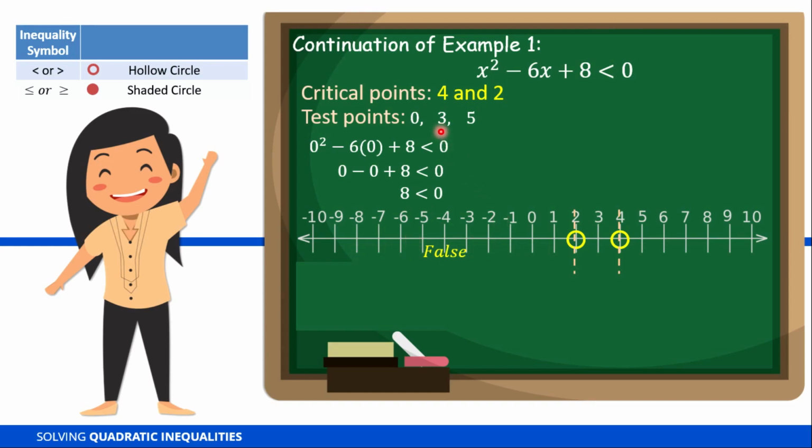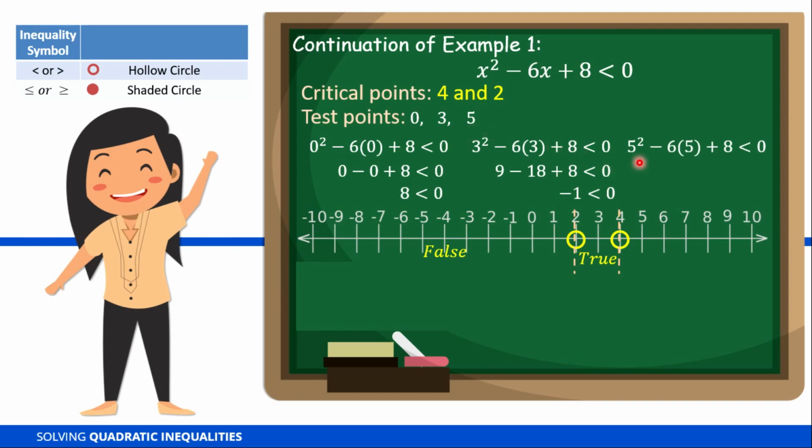Next, itest natin yung positive 3. Okay, palit natin sa x. We have 3 squared minus the product of 6 and 3 plus 8 is less than 0. Simplify natin ito. We have 3 squared, magkakaroon tayo ng 9. Then 6 times 3, that is 18, and then times the negative sign here. So we have negative 18. Plus 8 is less than 0. Simplify. 9 minus 18 plus 8. Ang magiging result is negative 1 is less than 0. Negative 1 is less than 0. That is true.